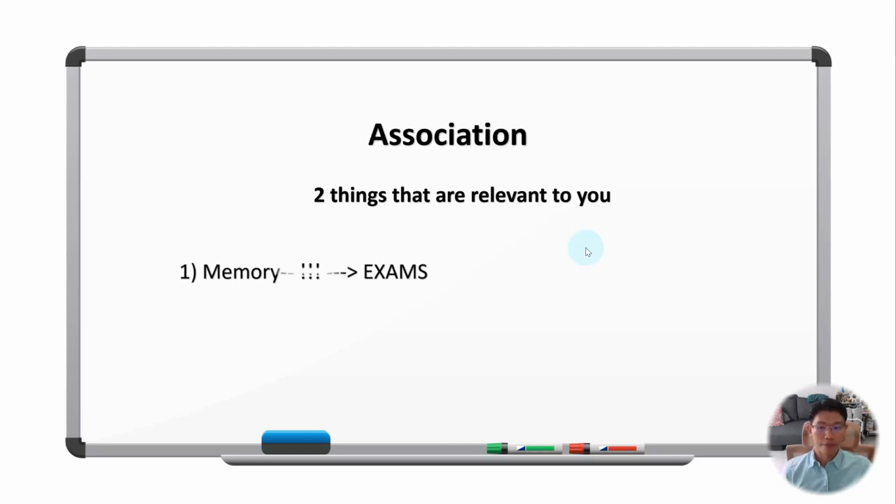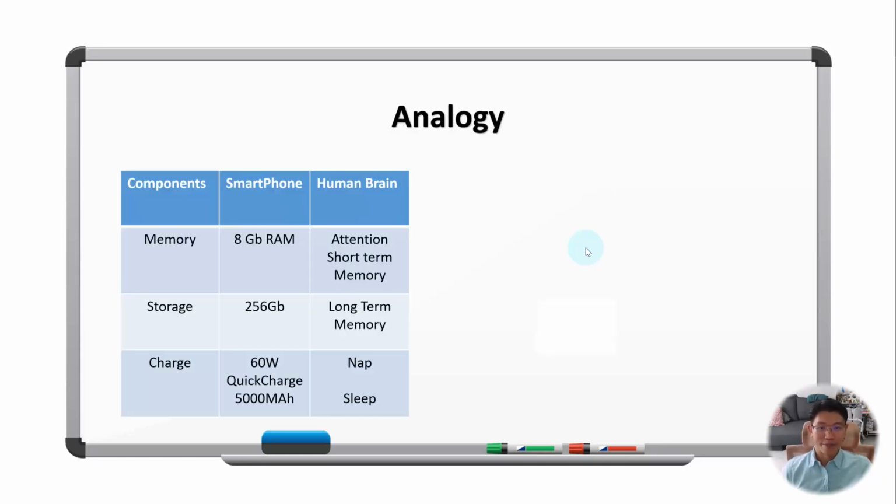Association is finding within the subject of your study things that are relevant to you. For example, you can think about human brain is related to memory, and memory is important for me if I want to pass my exams. Or number 2, that you find that, if I sleep better, I recall information better, and we shall see why. And analogy is comparing things that are similar in nature.